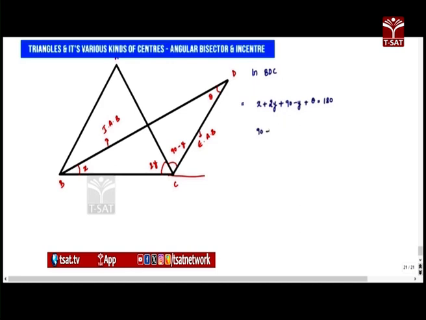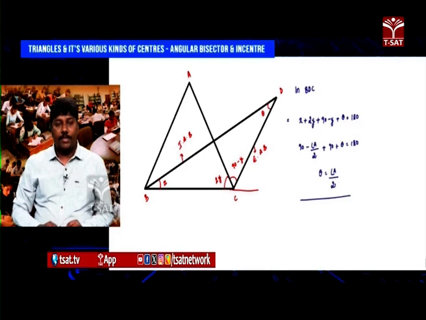x plus y is nothing but 90 minus A by 2, plus 90 plus theta is equal to 180. 180 gets cancelled. Theta here is equal to angle A by 2. So when one internal angular bisector and one external angular bisector meet, the angle formed here is nothing but the third angle by 2. The angle formed by an internal angular bisector and an external angular bisector is the third angle by 2.